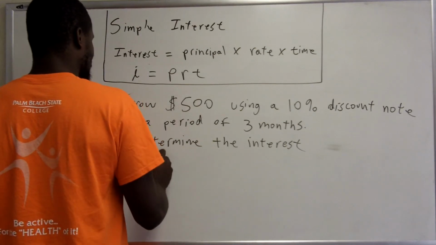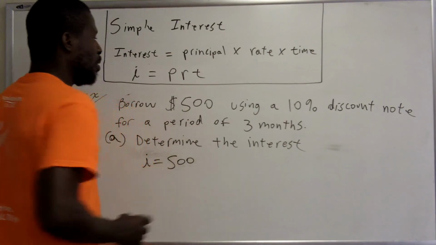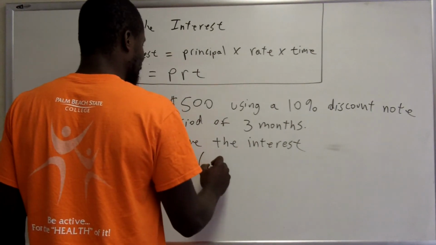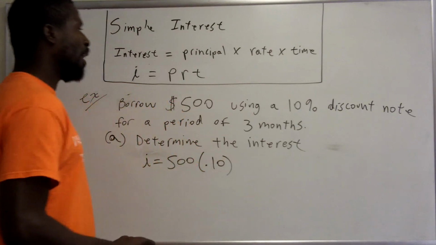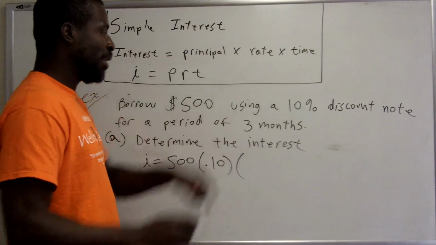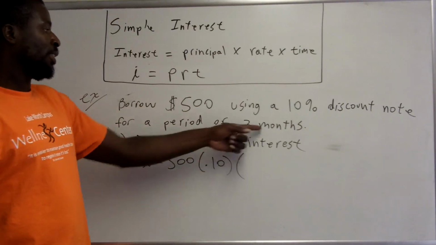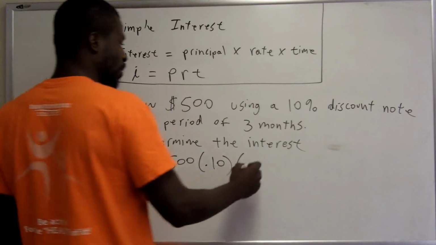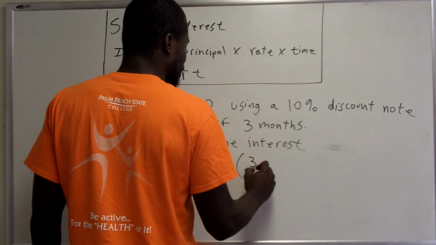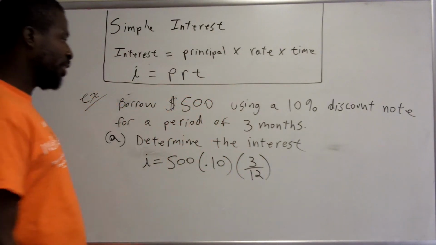The interest is going to equal the principal, which is the amount we're borrowing, $500, multiplied by the rate of interest, which is 10%, but we write that as a decimal, multiplied by the time. And the time in this case, once again, this 10% is 10% per year, 10% annually, but this is given in months. So we have to figure out what fraction of a year 3 months represents. That's 3 over 12. And here you have it. This will give us our interest.